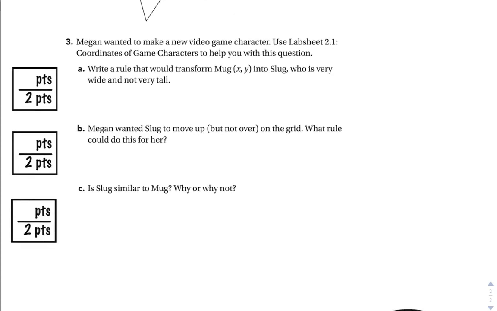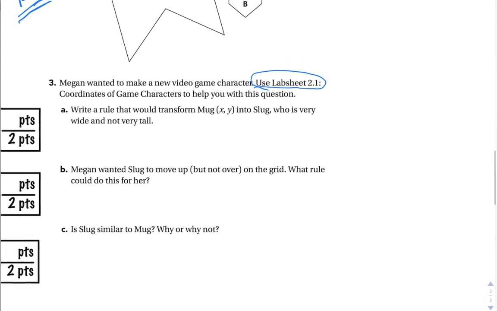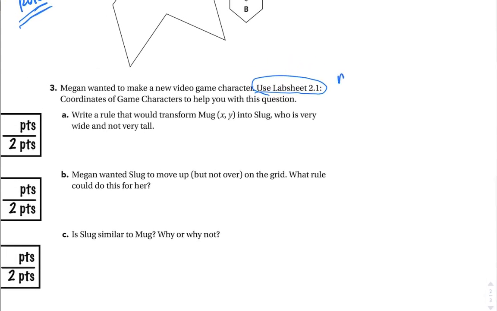Okay, now number 3 is important. It says Megan wanted to make a new video game character. Use LabSheet 2.1. Now you have 2.1. Yes, you are allowed to use your notebooks during your quiz. Okay, this is the one with mug, bug, and zug, glug, and lug. That's this one where we drew them out. Some of you guys did a really good job. There's a video on this as well. Now it's just telling you to reference this piece of information.